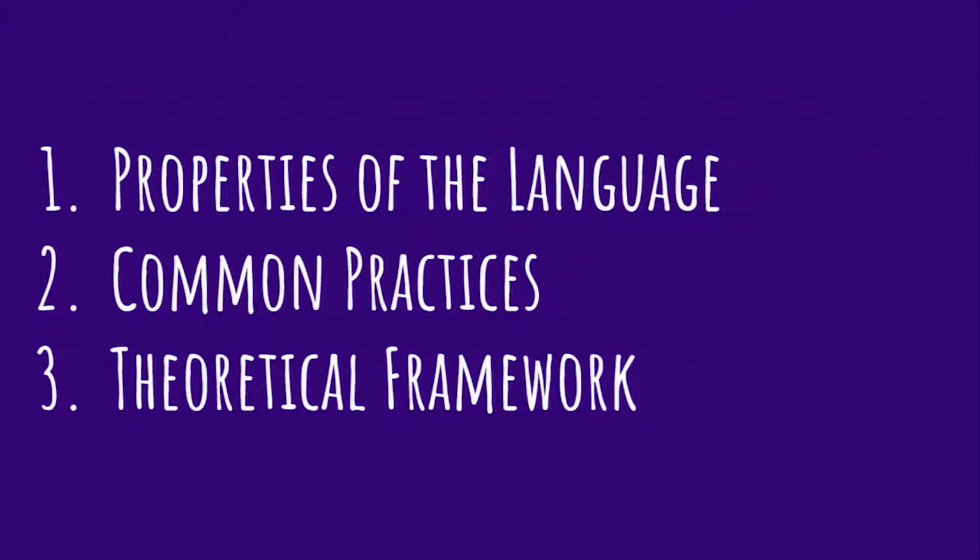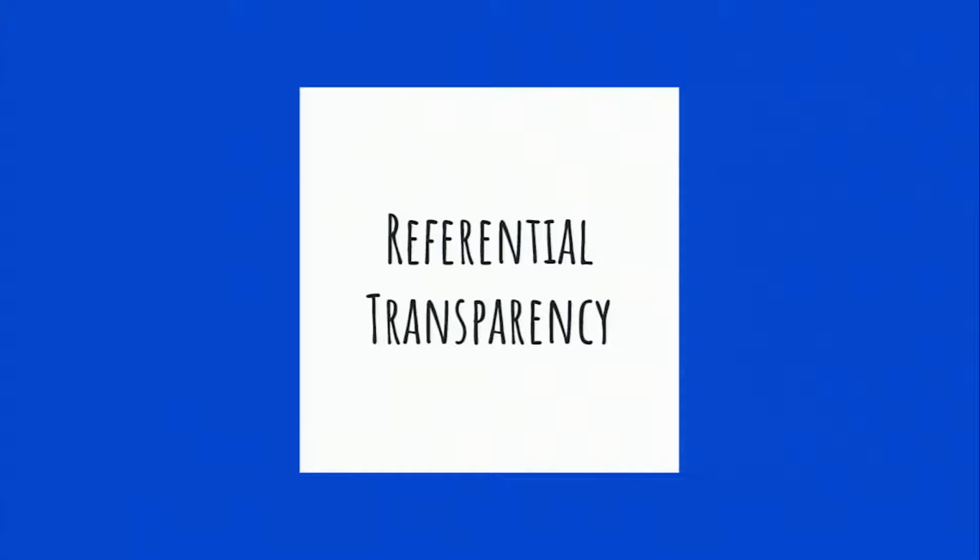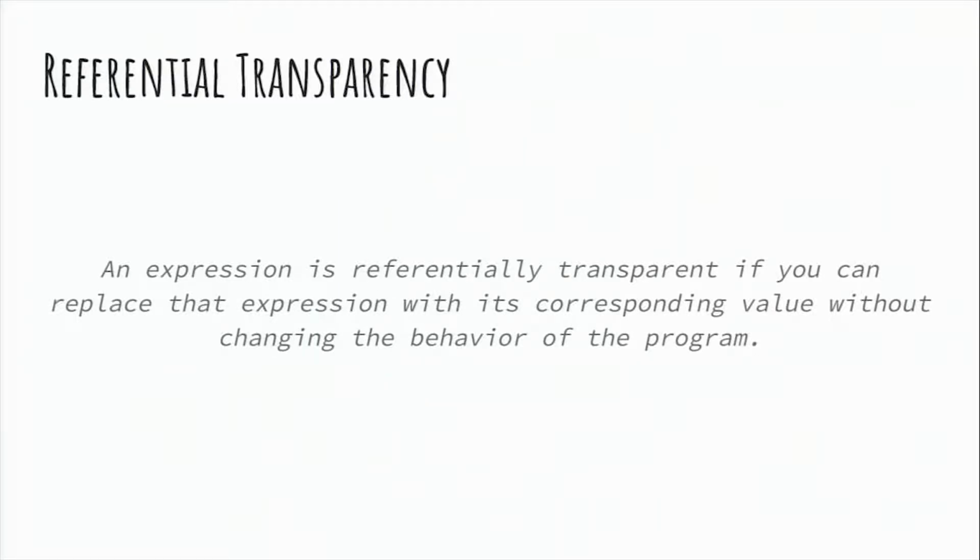This is very abstract, but what I mean is you've got these concepts and techniques, and they're very central to functional programming. It's not just pure functions. It's more than that. So this is what I'll talk about today, and I'll start with referential transparency. The definition is that an expression is referentially transparent if you can replace the expression with its corresponding value without changing the behavior of the program.